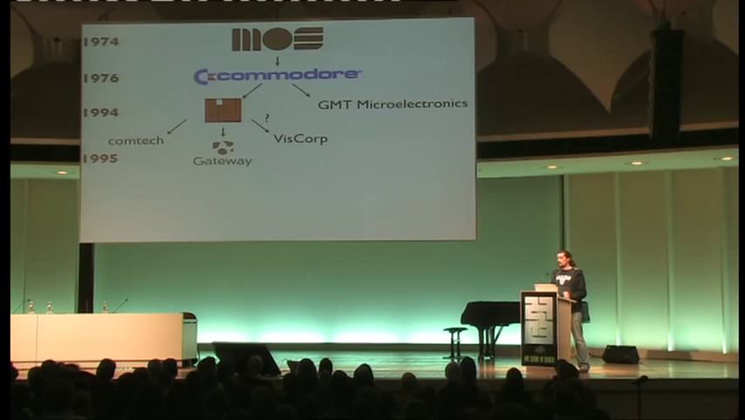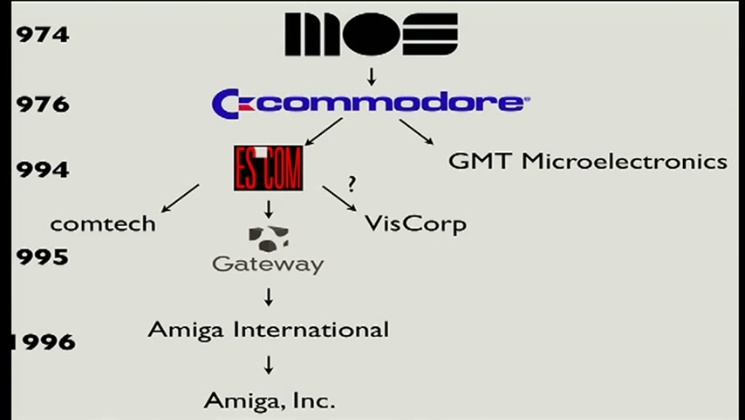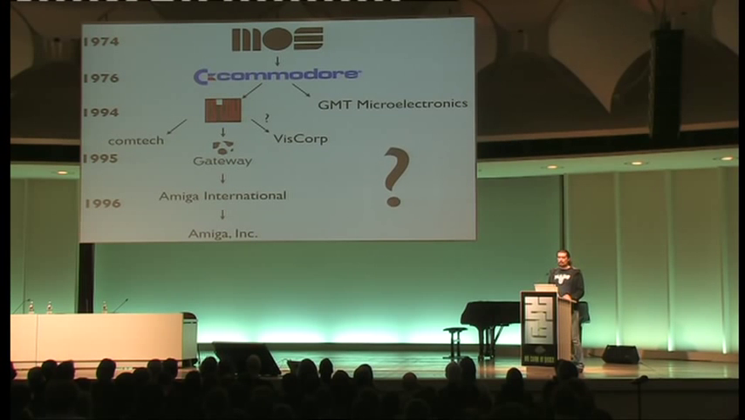Comtech bought all the retail business. Gateway then spun off a company and they renamed themselves. So Commodore is out there somewhere, and someone is working on the Amiga OS. The source code of that is already there, but who would you really ask about, or who would you contact about getting more information about that?